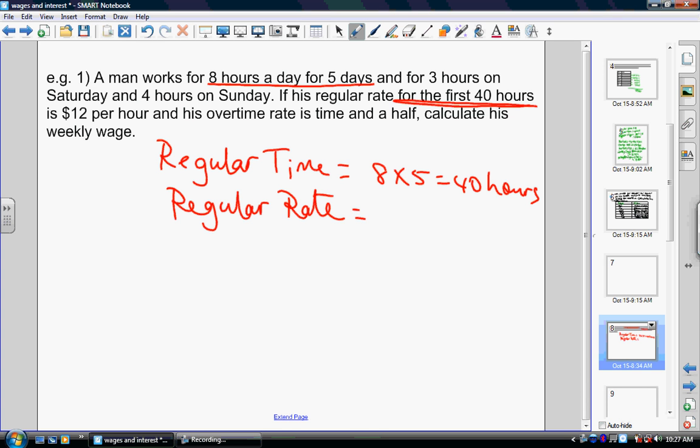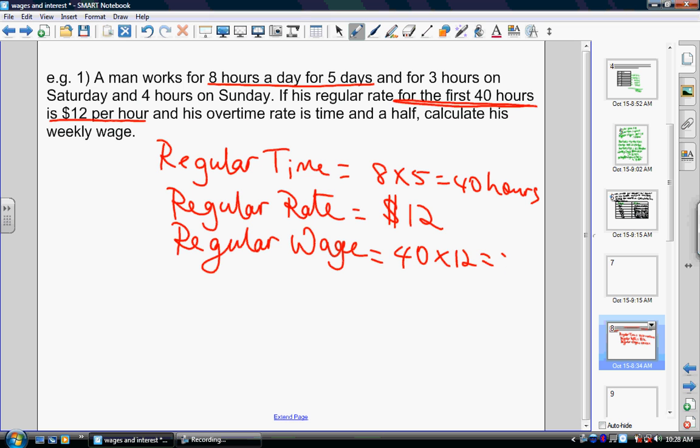What is regular rate? How much money is he getting per hour for his regular time? $12 per hour. Do you agree? So if he's getting $12 per hour for 40 hours, what is his regular wage? 40 times 12, which is $480. You agree? That's his regular wage.